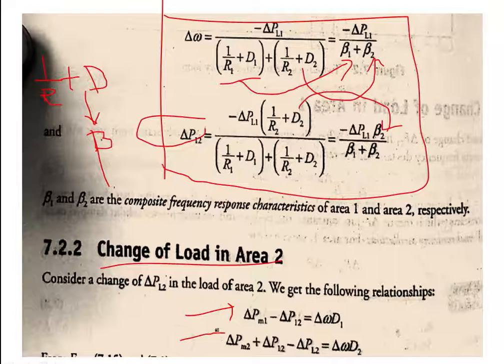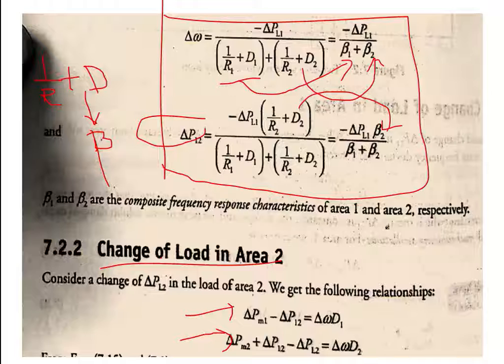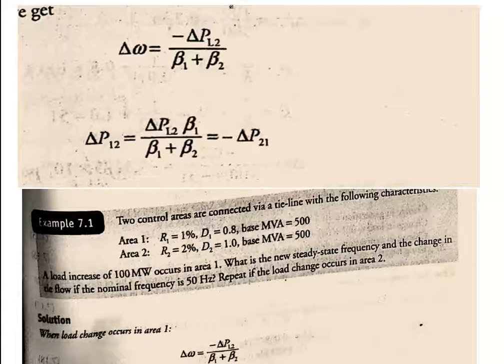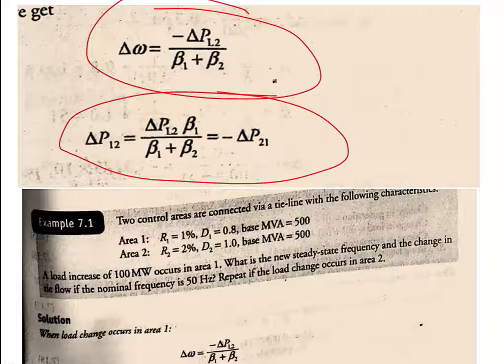Area 2. So similar equations, just observe this. This is the important equation. The same equation you can rewrite for the change in area 2. Look at these equations, clear? Then you will get the formula directly. You can write this equation. So based on these equations, we are going to solve one problem.